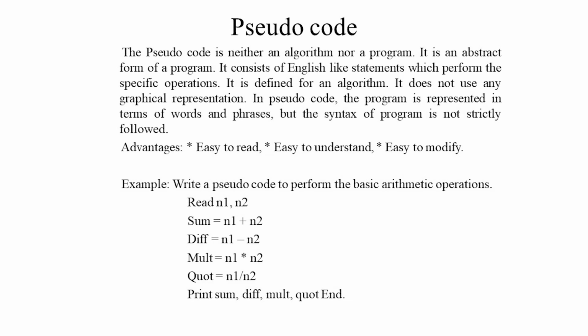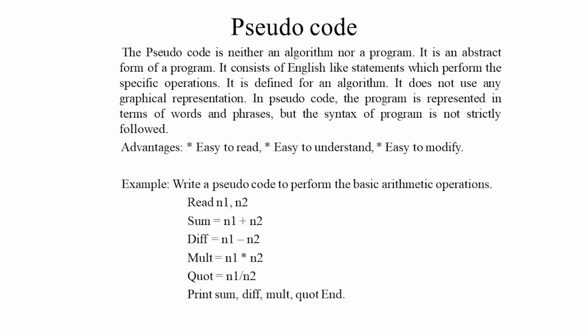To perform a basic arithmetic operation, the inputs required are n1 and n2, the two numbers to be given. So read n1 and n2, and then first find the sum: sum is equal to n1 plus n2. To perform subtraction, difference is equal to n1 minus n2. For multiplication, n1 into n2, and for the quotient, n1 slash n2, and then you need to print.